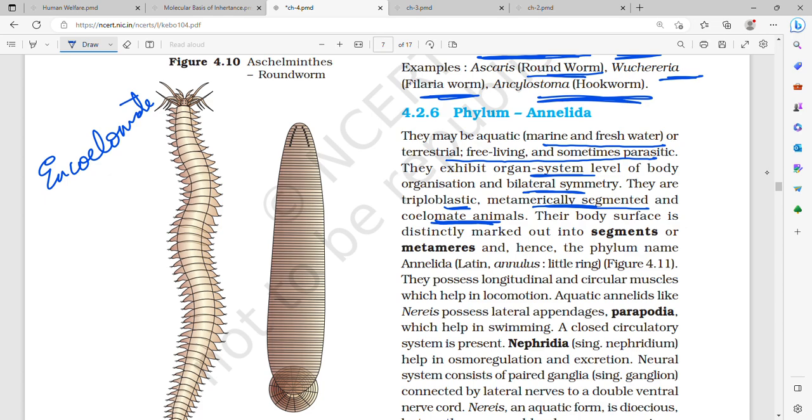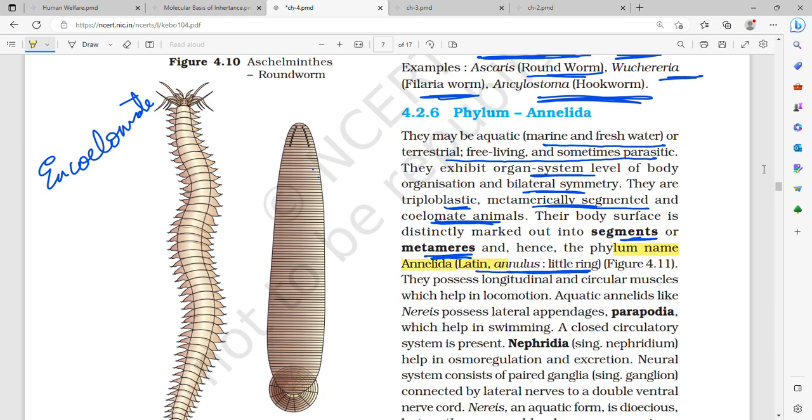Their body surface is distinctly marked out into segments or metameres. Why metamerically segmented? That is, segmented, and in each segment a few organs repeat. Phylum name Annelida, from annulus, little ring. In Latin, annulus means little ring. This may be asked.